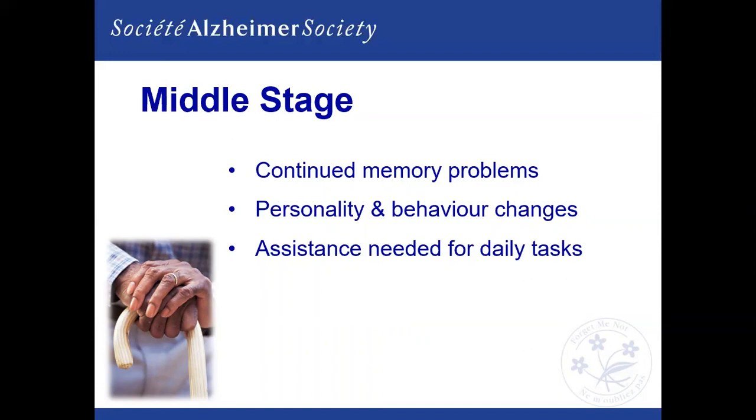Assistance with many daily tasks such as shopping, homemaking, dressing, bathing, and toileting will eventually become necessary during the middle stage. And with this increasing need to provide care, everyone involved will need help and support during this stage. That could be through family, friends, community support service programs, day programs, or different respite options.